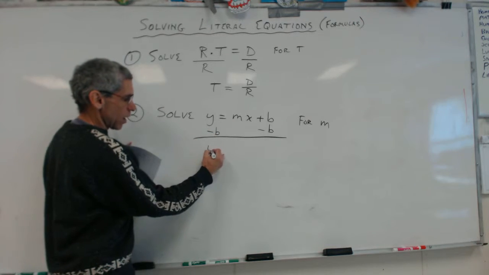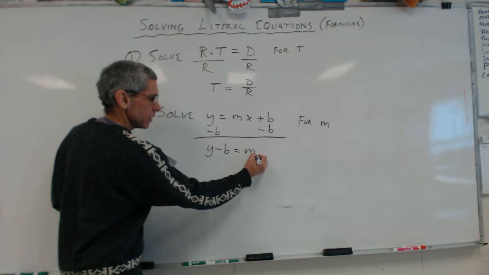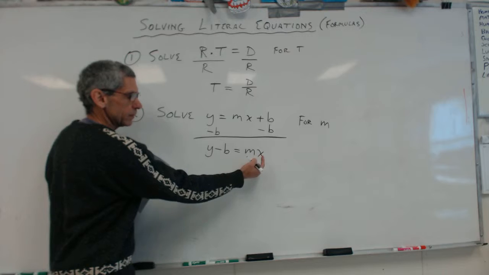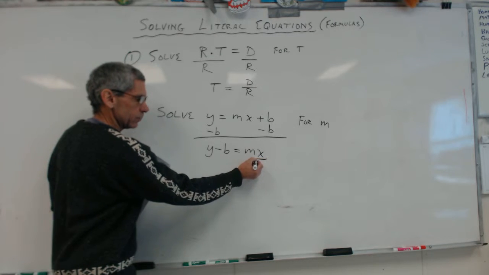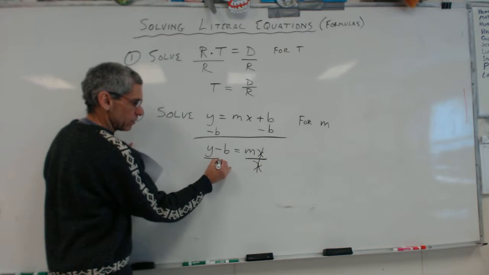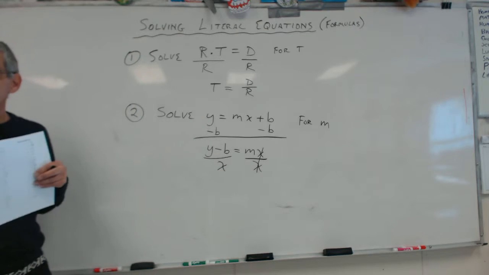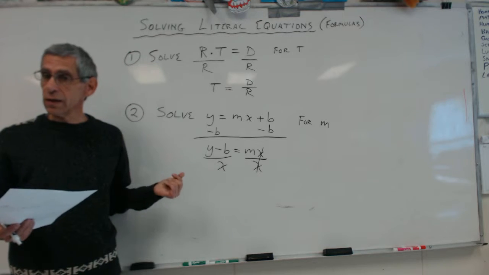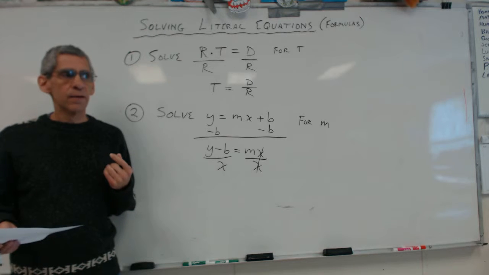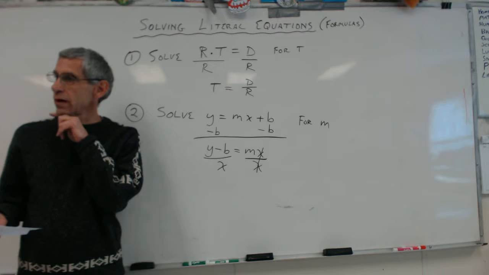It gives me y minus b equals m times x. Then you have to divide by x. The m is multiplying times the x, so the only way to get rid of the x is to divide. So divide everything by x, and the x's cross out, and I've got to divide this by x too. Yes, it's weird, but it's really useful in real life. If you are a scientist, there are lots of times when this can be very useful.